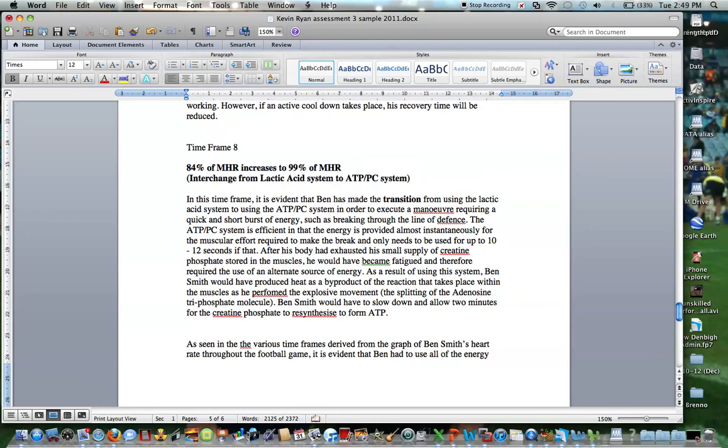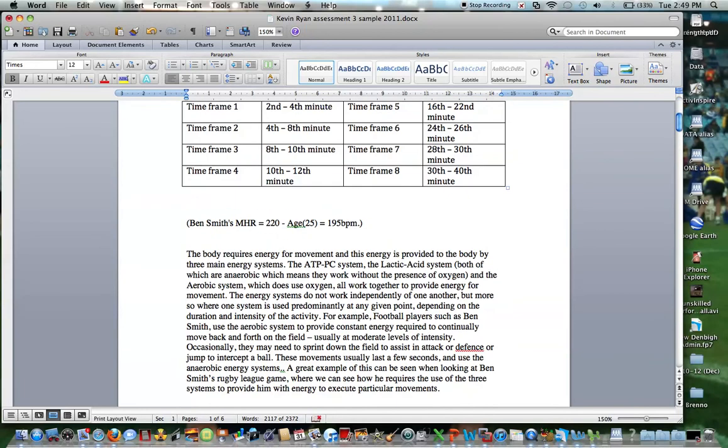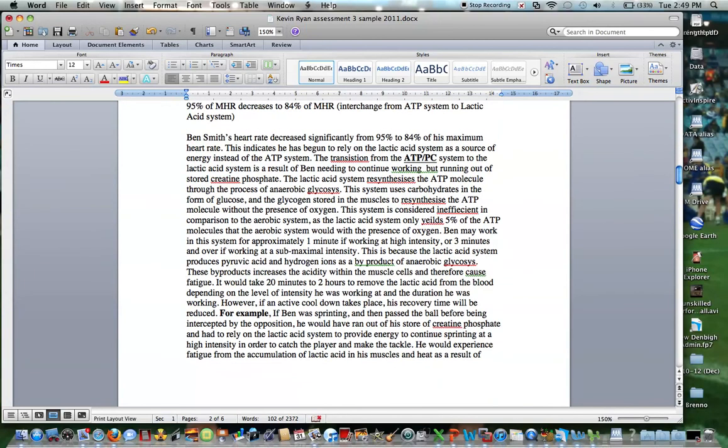Possibly he could have gone down the next line. He's got the percentages of the max heart rate. He showed us the max heart rate at the start, being 195 beats per minute, so we know what we're working with. So he's gone through and given a very good analysis of the heart rates based on what he's seen in the graph and what he's assuming is happening in the game of rugby league, with some examples to support it. And that was the important part.